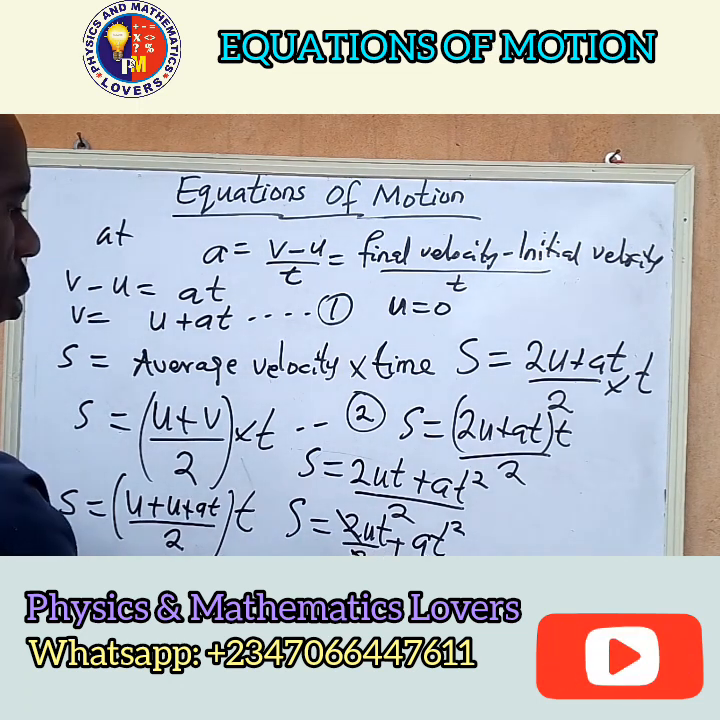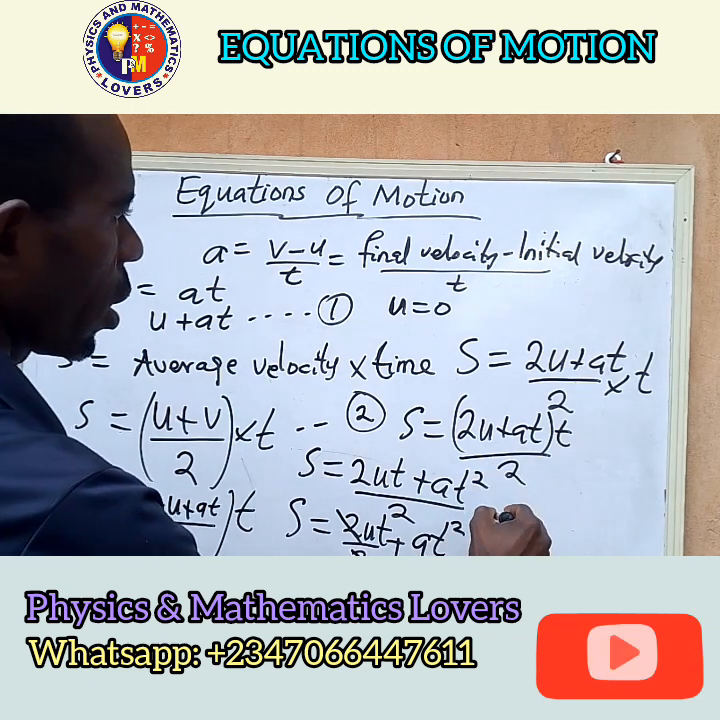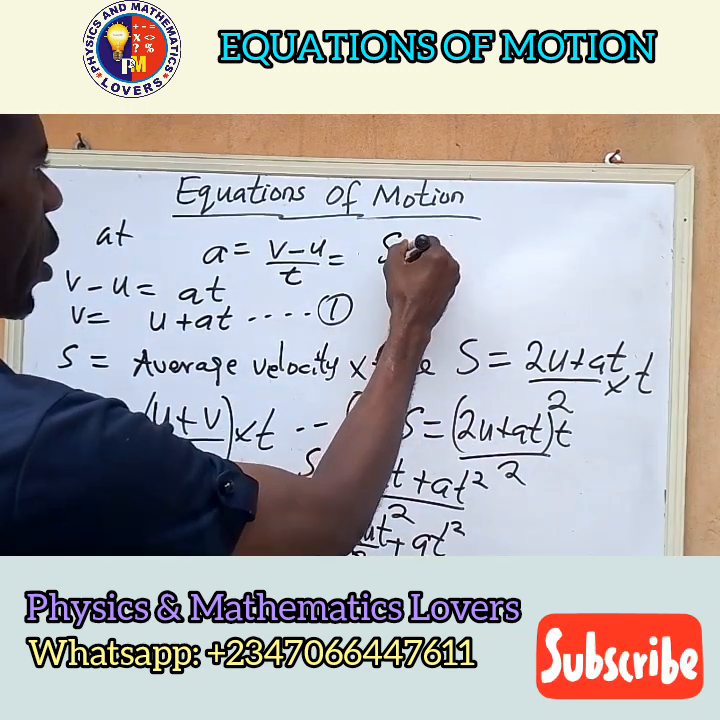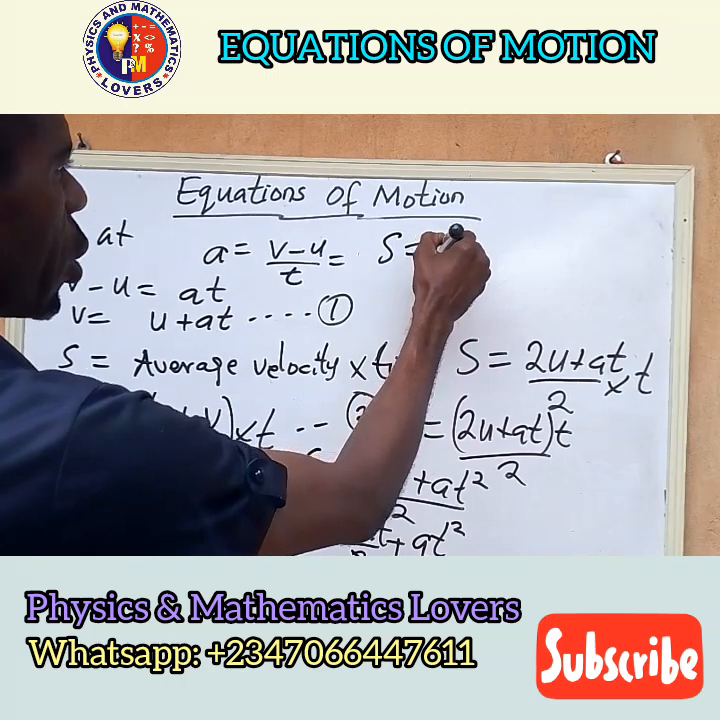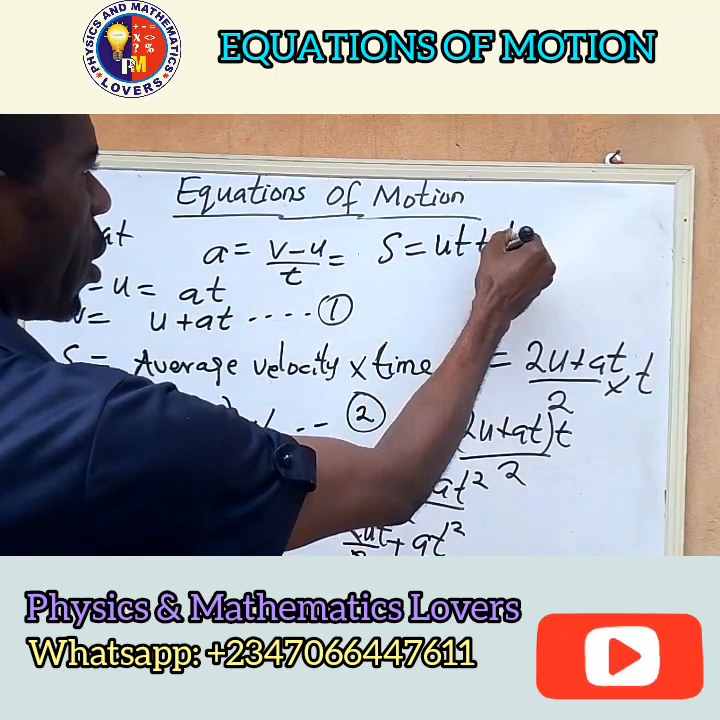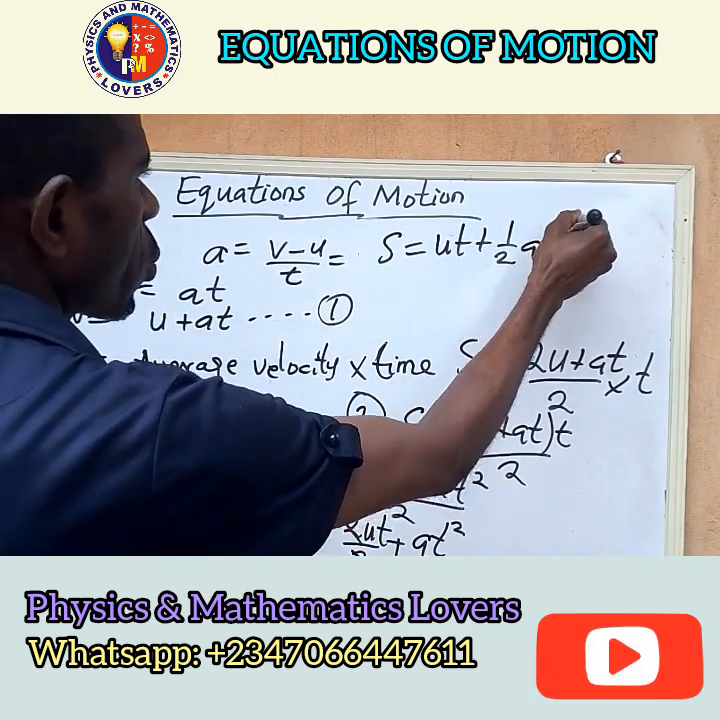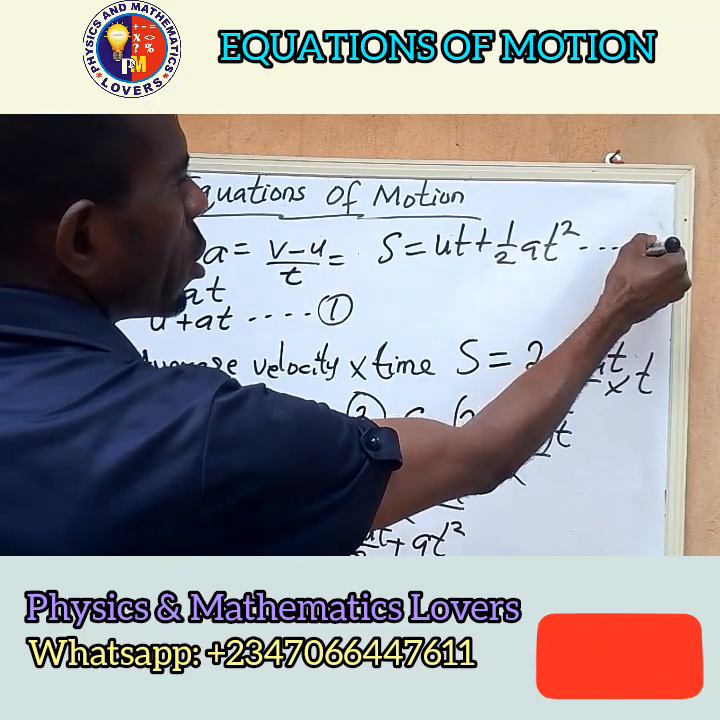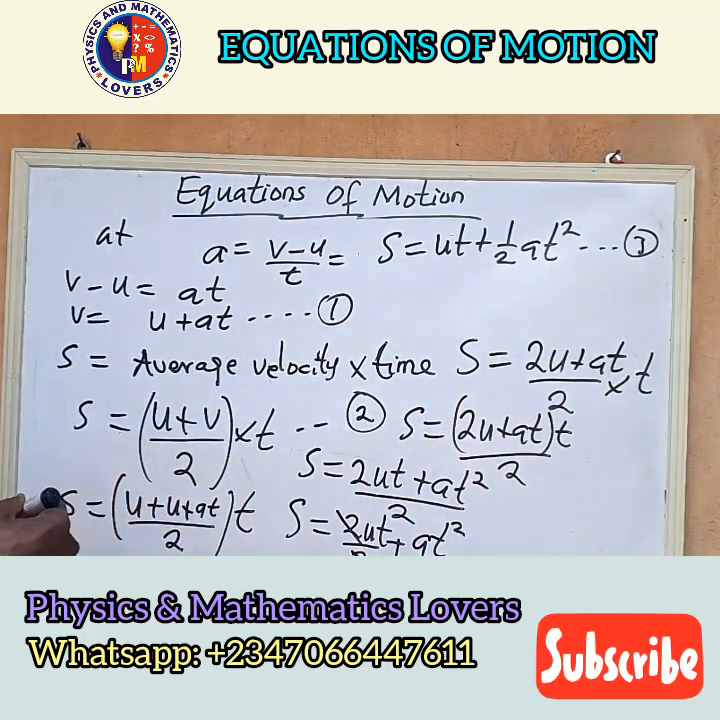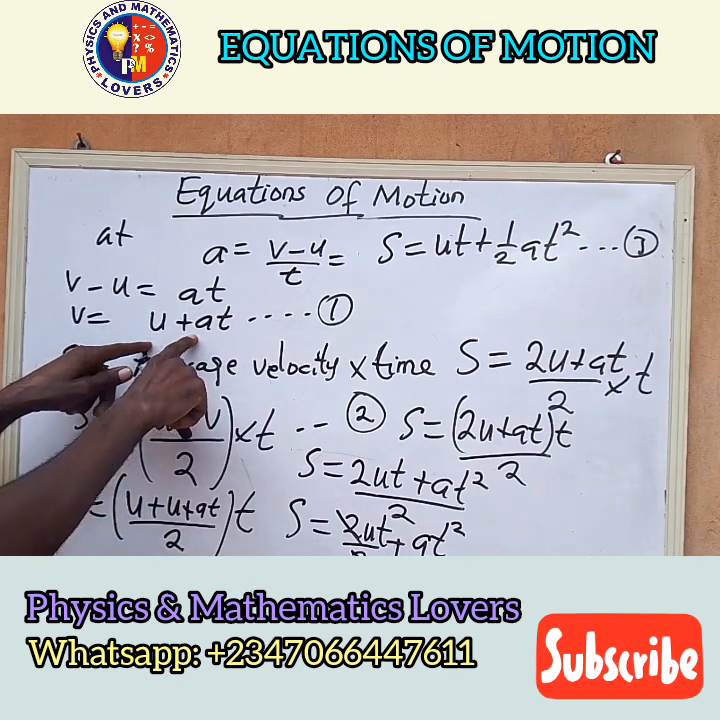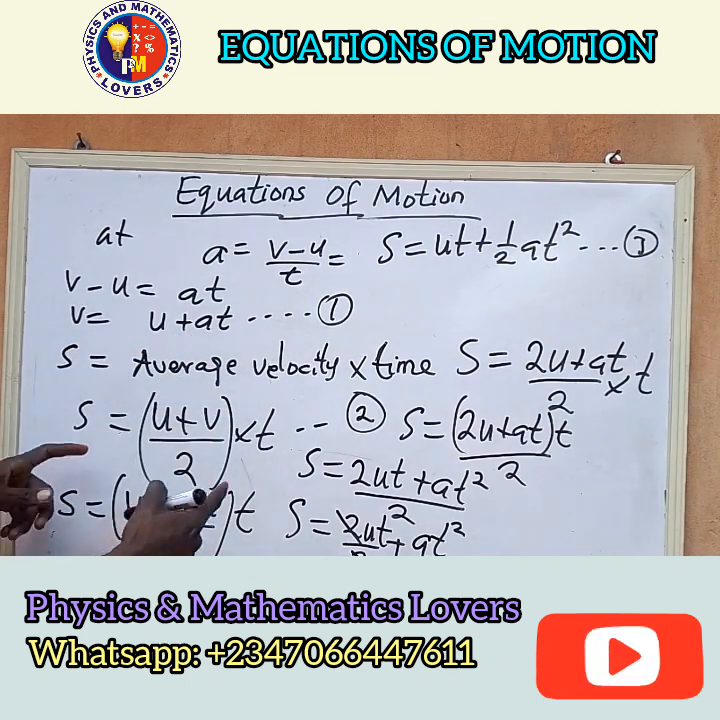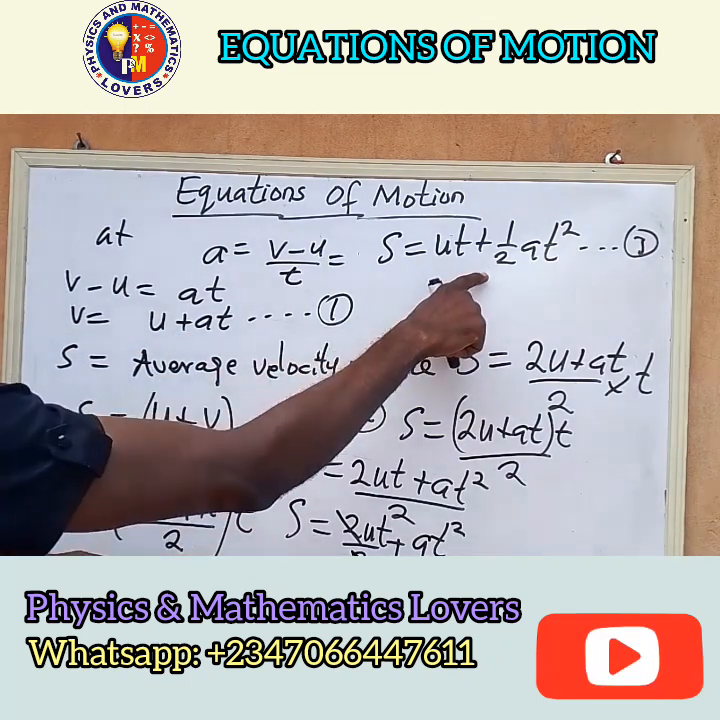So I am going to be left with s equal to ut plus half at squared. So this is our third equation. See that now? Our first equation is this, then the second equation is this one, then this one is the third equation.